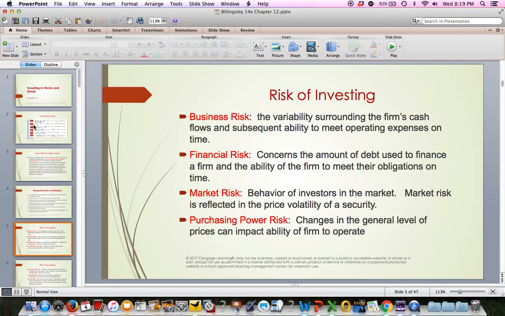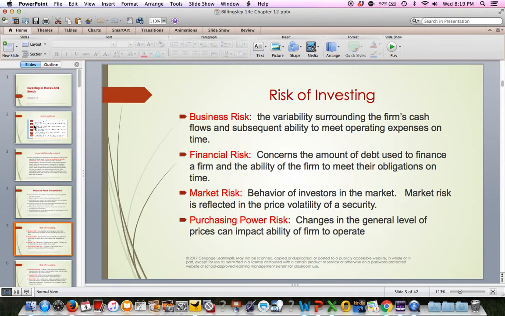So, risk of investing. Just know that anytime you decide to invest, you're taking on risk. And of course, in exchange for risk, you are hopefully getting a return that matches that risk. But be thinking about buying stocks or bonds and how these different types of risks will affect that investment. Business risk is basically, if you buy stock of a company, it's the cash flows and the ability of that company to meet its expenses on time and just operate as a business and be profitable.